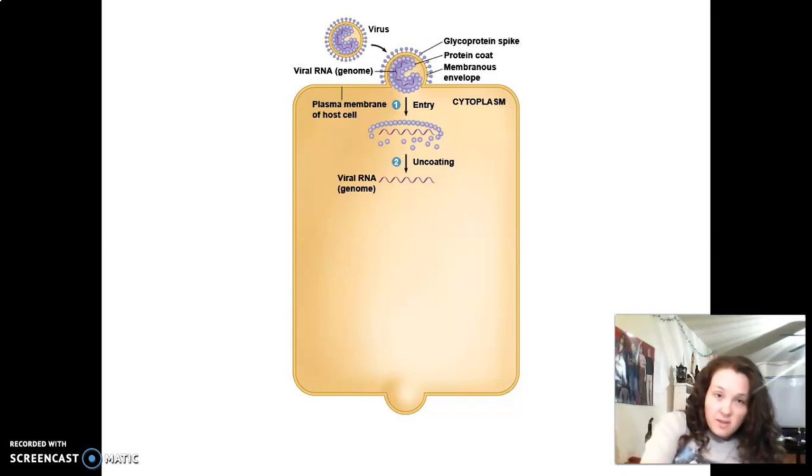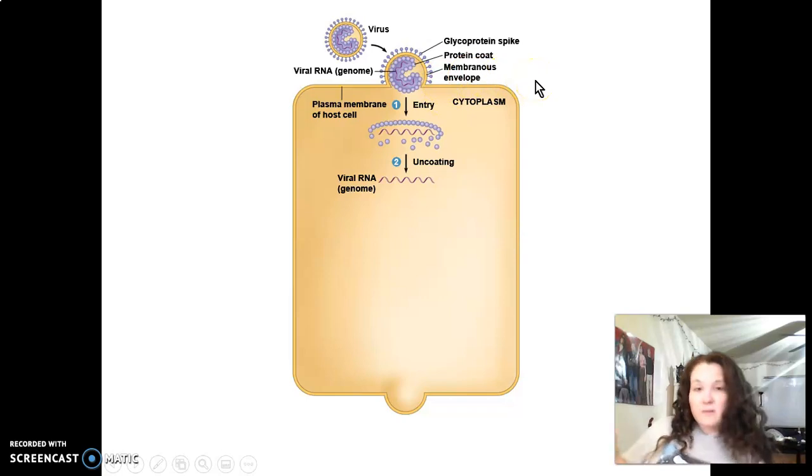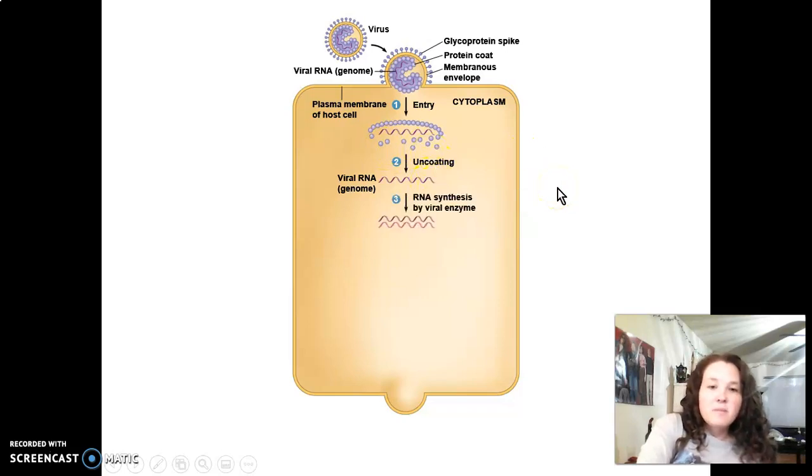Also, I want you to note that as the virus is entering, its envelope is fusing with the host cell membrane, and it's going to leave its glycoproteins behind the membrane. All right, so then we have uncoating. The capsid comes apart, capsomeres go everywhere, and the viral genome comes out.